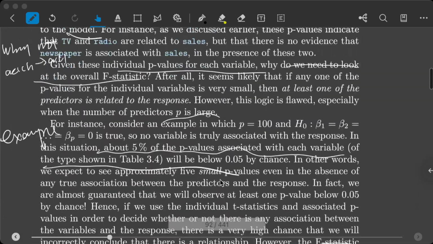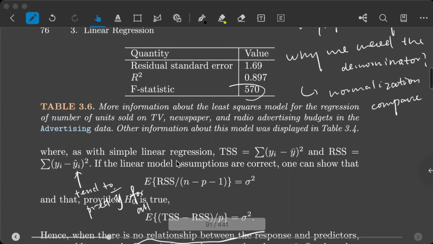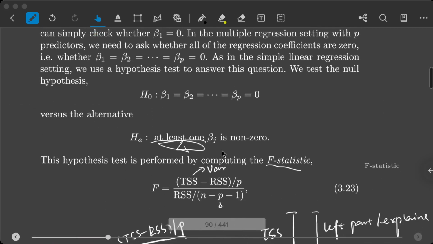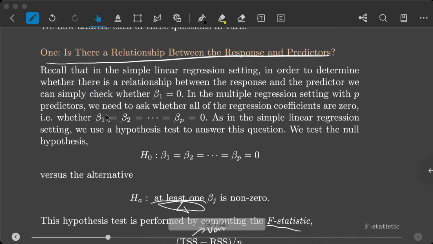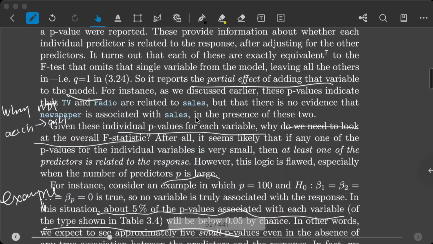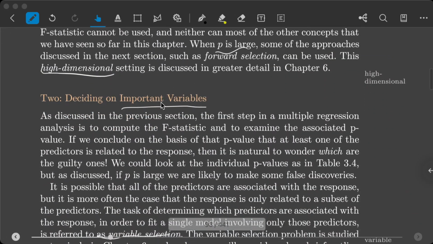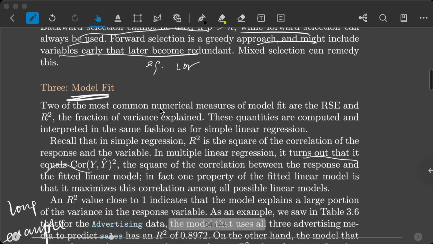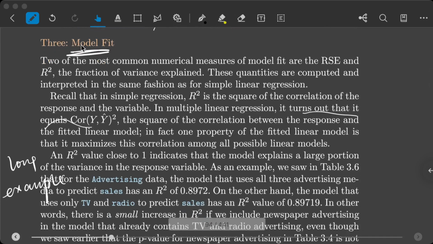So in the first part, we introduced how to know that at least one of the x is correlated to y. And in the second part, we investigated how to select important variables. So now we can have a model, and in the next part we will talk about model fit, like how much percent of the data the model can fit.